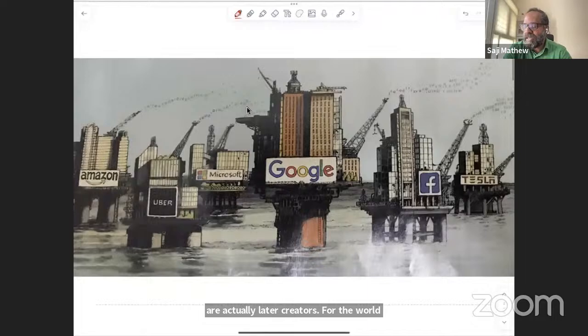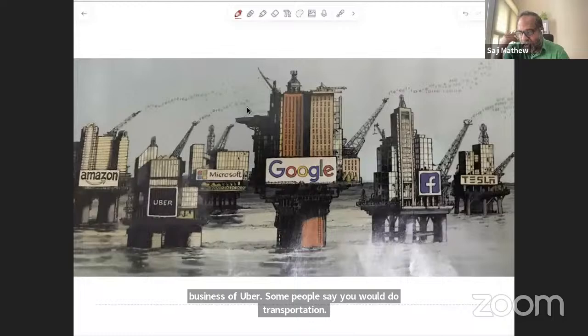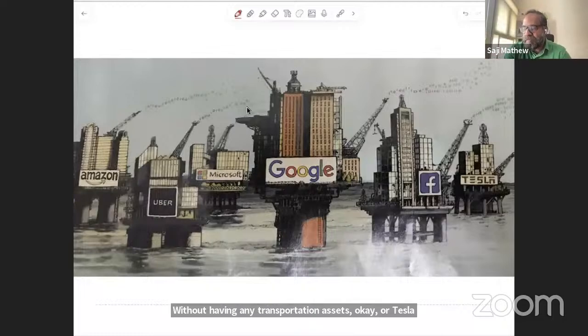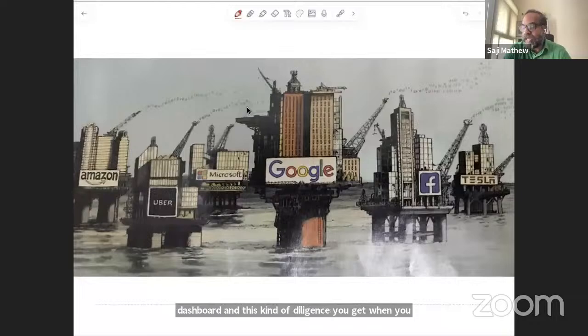And I think this is the cover page of The Economist, which I have already discussed in the class. So what do these companies do? Okay, so for example, we asked the question, what is the business of Uber? Some people say Uber does transportation without having any transportation assets. Or Tesla is in car manufacturing, but their cars are actually differentiated based on the sort of dashboard and this kind of diligence you get when you drive. So it is actually an intelligent car, which gets updated every morning.